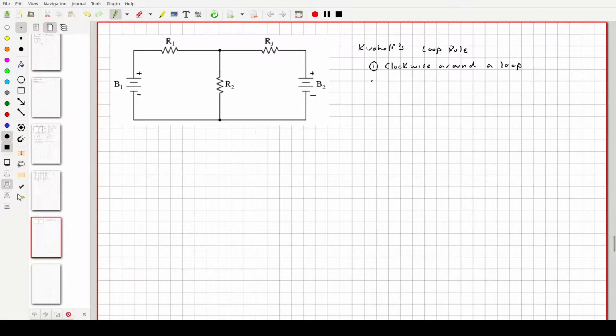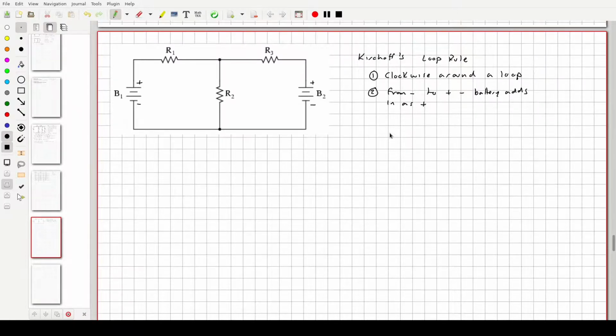Now, the second rule is this: going from negative to positive in that direction across the battery, the battery adds in as positive. If you go from positive to negative, the battery adds in as a negative.